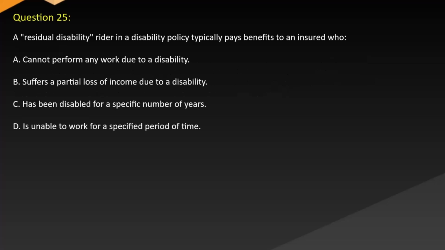Question 25. A residual disability rider in a disability policy typically pays benefits to an insured who: A. Cannot perform any work due to a disability. B. Suffers a partial loss of income due to disability. C. Has been disabled for a specific number of years. D. Is unable to work for a specified period of time.